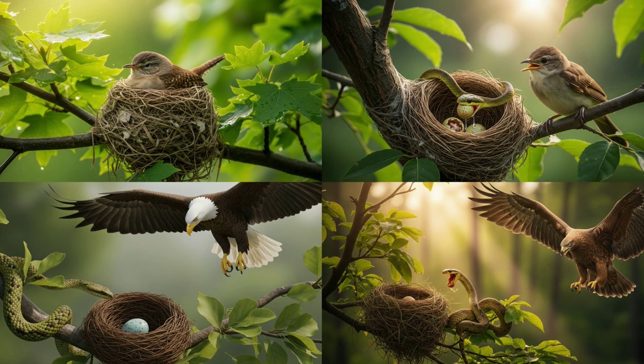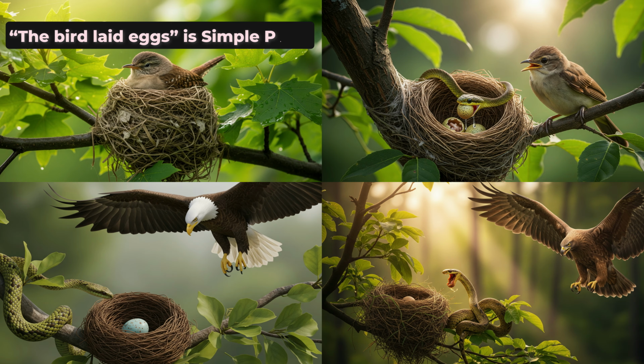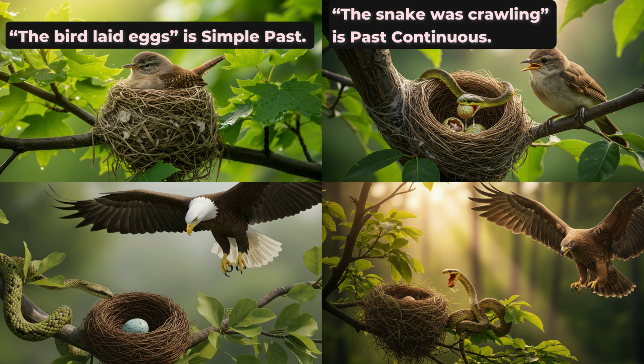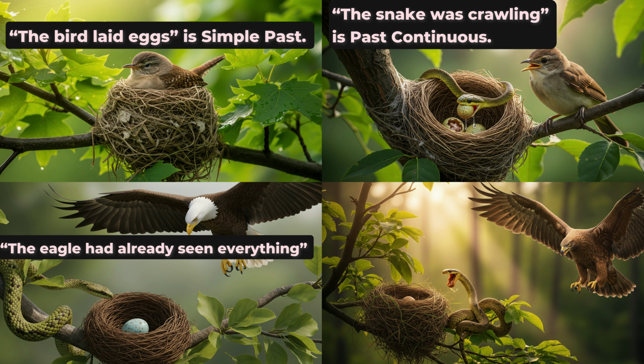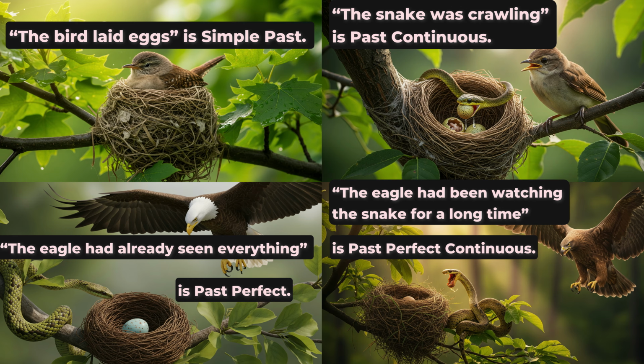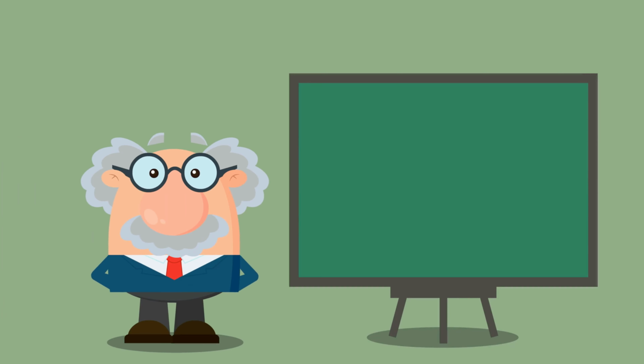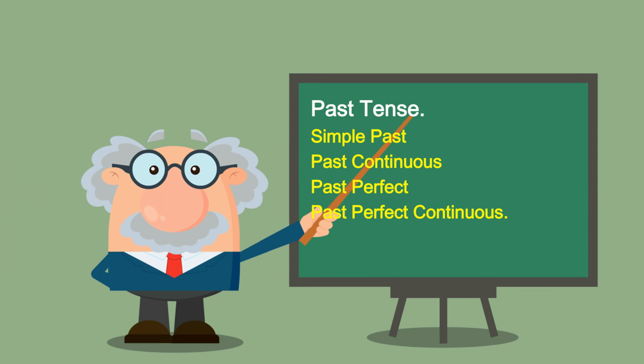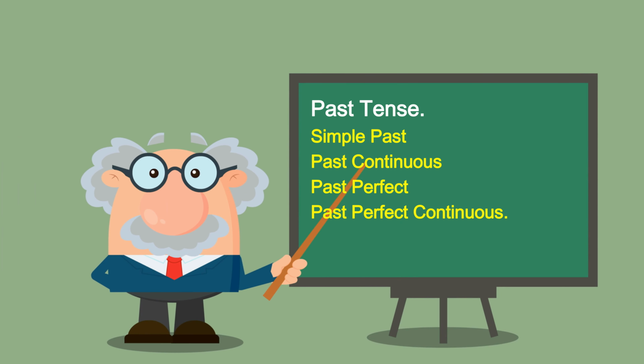In this short story, we can find all 4 types of past tense. The sentence, "The bird laid eggs," is simple past. The sentence, "The snake was crawling," is past continuous. The sentence, "The eagle had already seen everything," is past perfect. And the sentence, "The eagle had been watching the snake for a long time," is past perfect continuous. Now, for a better understanding, let's go in depth and learn each one step by step with formulas and examples.